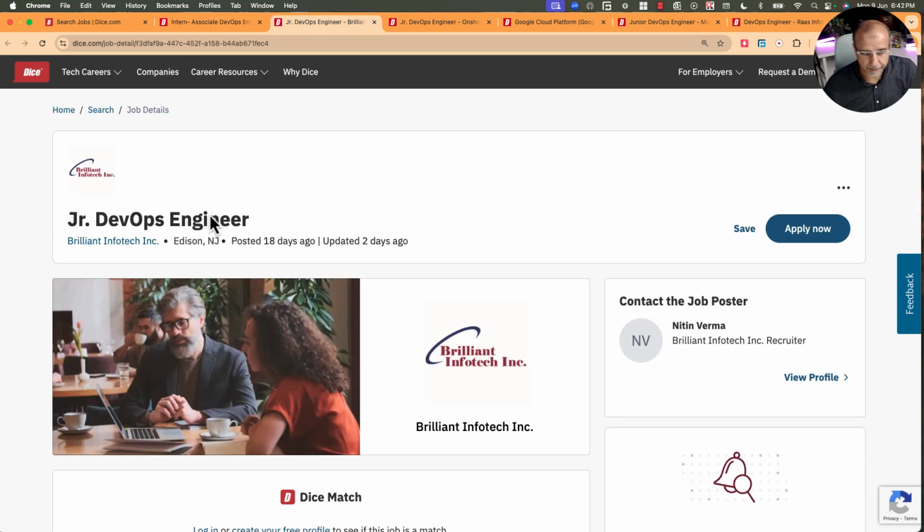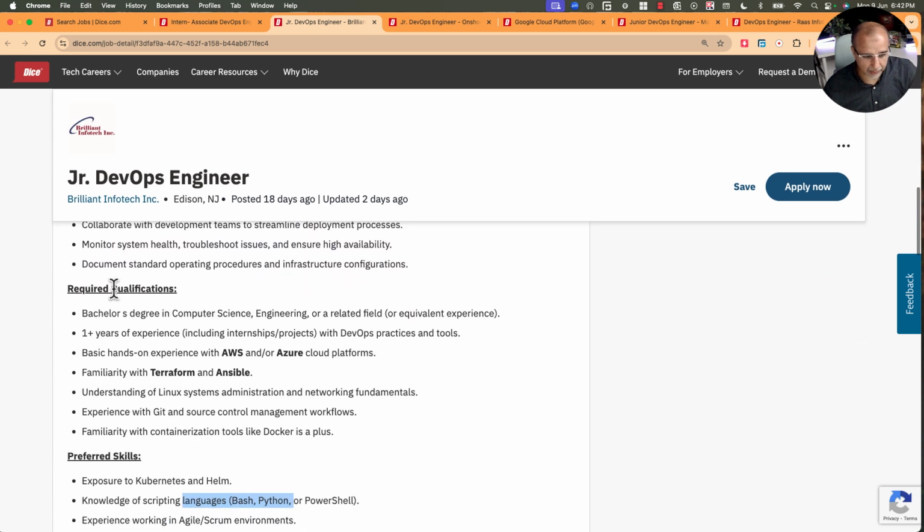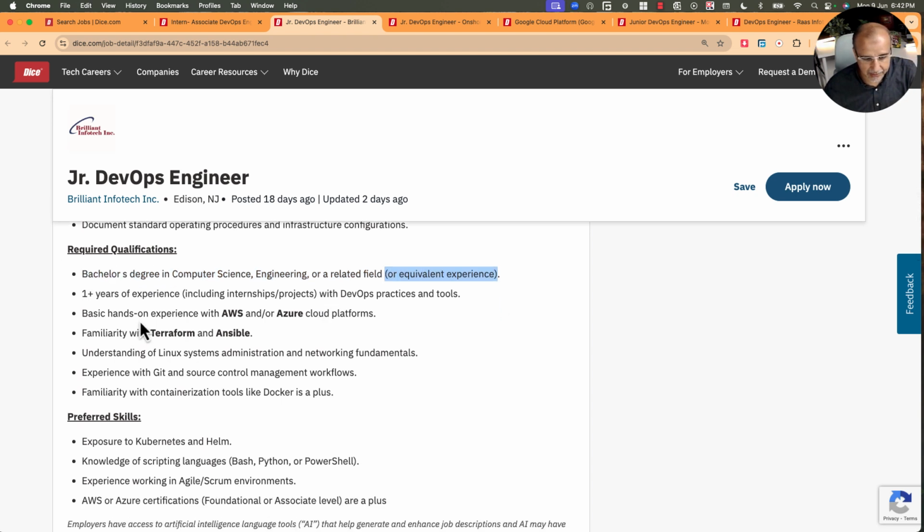Let's look at another one. Junior DevOps Engineer. If you look at the required qualifications, 1 year of experience, including internship projects. So even if you did an internship or projects that are worth 1 year of experience or equivalent, that's okay, welcomed. Bachelor's degree in computer science, engineering or a related field, or equivalent experience. Basic hands-on experience with AWS and Azure.